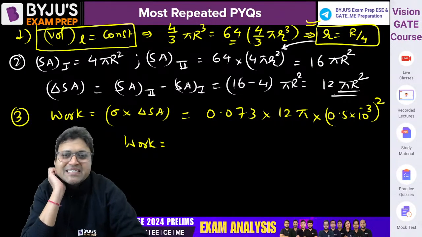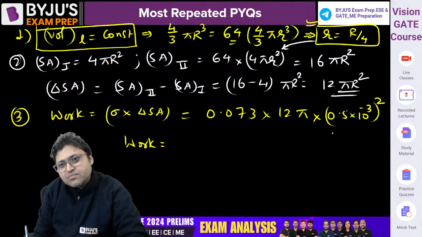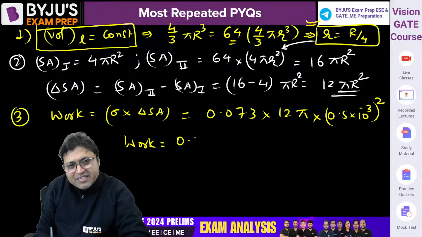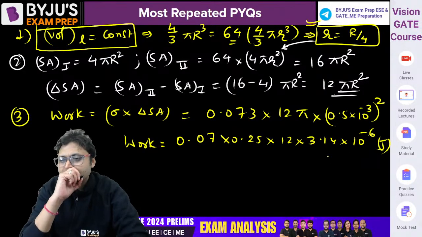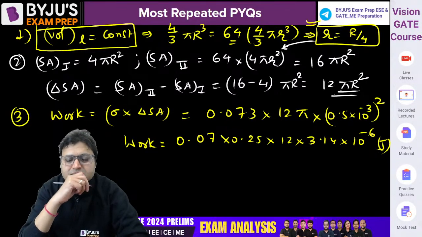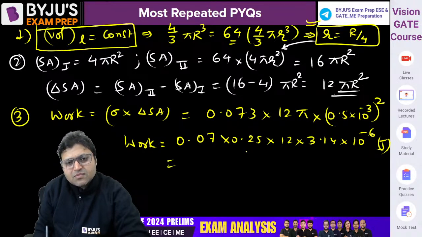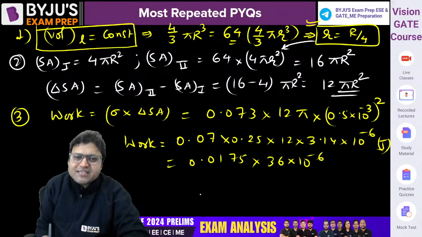So can you do the nearest calculation? What is 0.5 into 0.5? 0.25. So it will be 0.07 into 0.25 into 12 into 3.14 into 10 to the power minus 6 joule. This will be 0.0175 into 36 into 10 to the power minus 6.